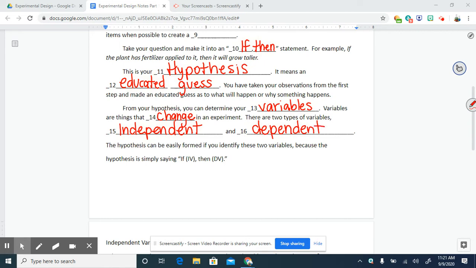So your hypothesis can easily be formed once you identify those variables, because the hypothesis is just if something about the IV, then something about the DV. So in our student's example, if the temperature is colder, then the ball will bounce higher.